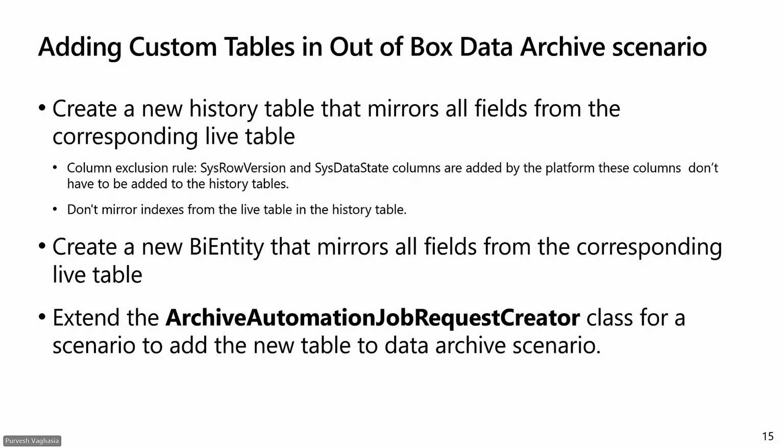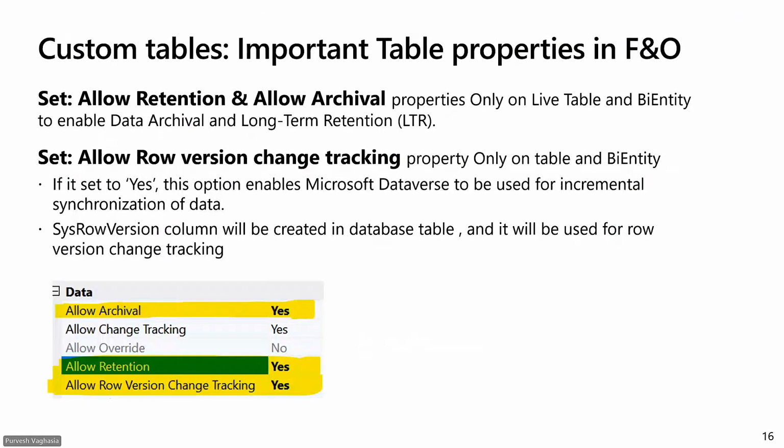But before we go there, I'll just also talk about the few things on the new table property that we need to do. On your live table, the table that you are going to add as part of your archiving or BI entity, there are two properties of the table metadata, or entity metadata, called allow retention and allow archival. You need to enable those two properties. As you can see here that we have highlighted, allow archival and allow retention need to be yes. Then only these two tables will be included in the archiving scenario. So you need to set these two properties.